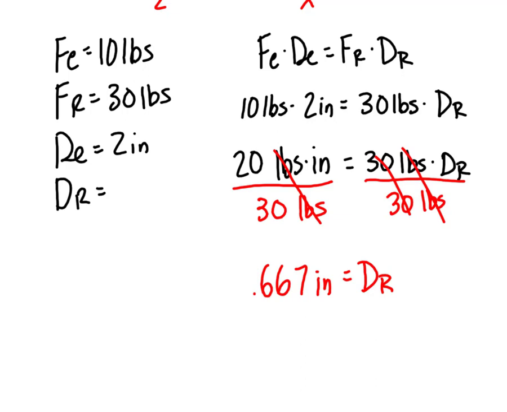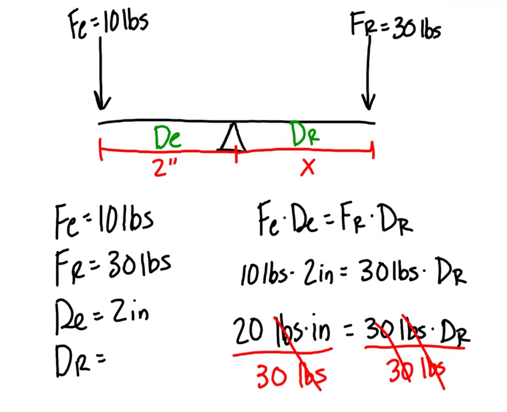How are we feeling? Good? Okay? So is that the moment? That is not the moment, that is your distance. So that's how far this x needs to be. So you would essentially get rid of the x, you would put 0.667 here, and then this thing is in static equilibrium.